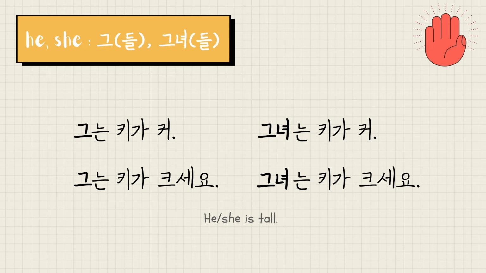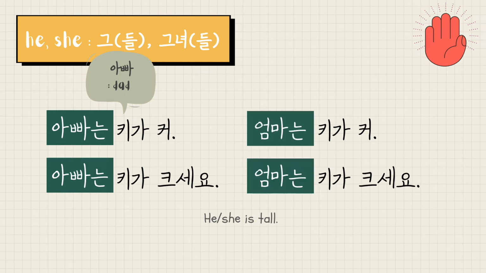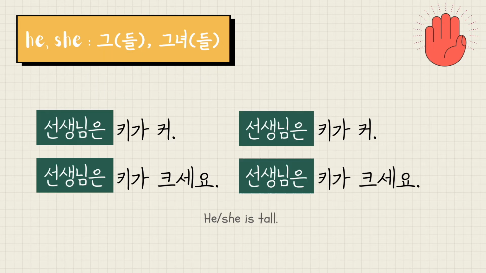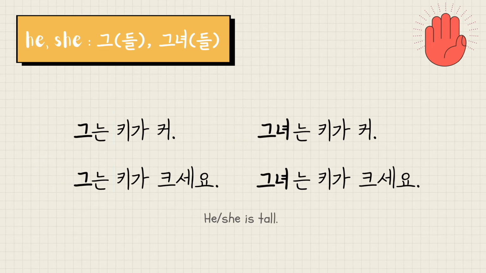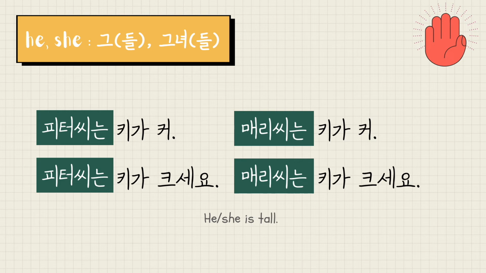For example, 아빠는 키가 커. 아빠는 키가 크세요. 엄마는 키가 커. 엄마는 키가 크세요. 선생님은 키가 커. 선생님은 키가 크세요. 피터 씨는 키가 커. 피터 씨는 키가 크세요. 메리 씨는 키가 커. 메리 씨는 키가 크세요.